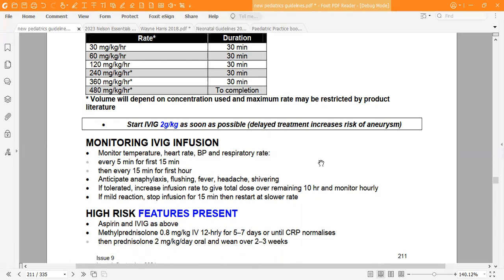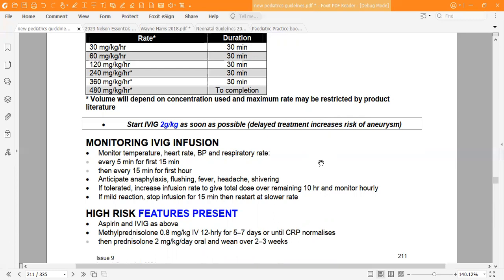Because there may be side effects or adverse reactions to IVIG, anaphylaxis maybe, that's why you have to be careful and monitor every 5 minutes in the first 15 minutes, and then every 15 minutes for the first hour. Anticipate anaphylaxis, flushing, fever, headache, shivering. If tolerated, increase the infusion rate to give the total dose over the remaining 10 hours and monitor hourly.